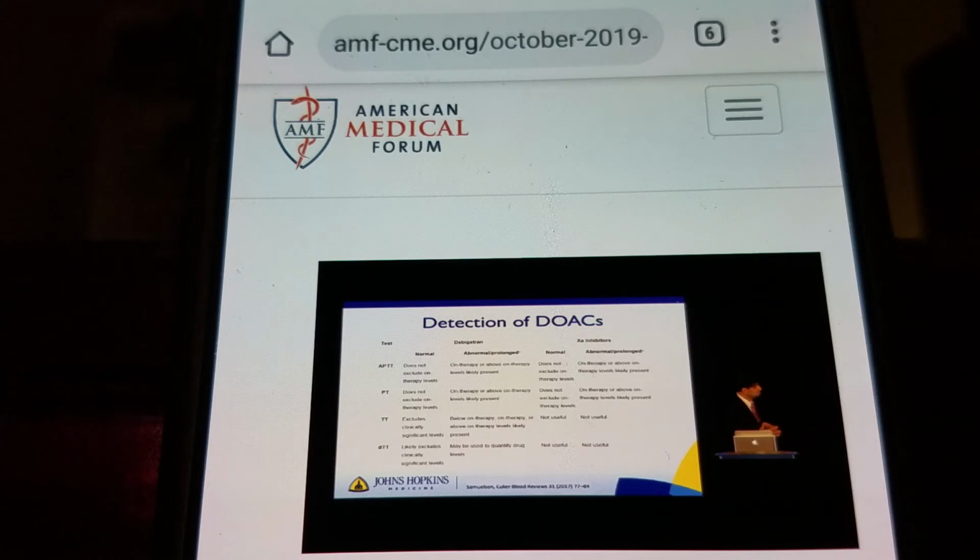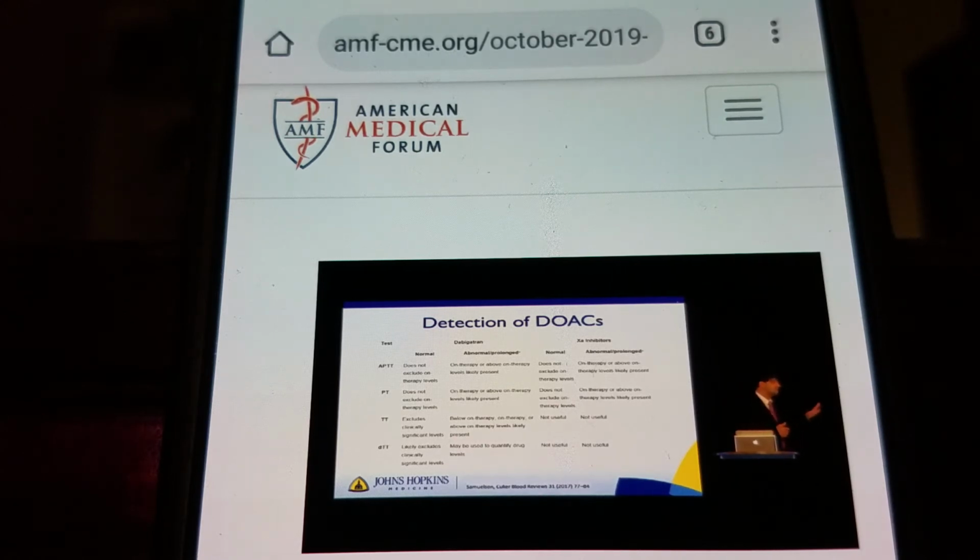So the problem with PT and PTT for factor 10A inhibitors and dabigatran respectively is that if you see a normal PT in a patient on Rivaroxaban, it does not exclude therapeutic levels. It is just not a great test. So if you want a reasonable assessment of efficacy or presence of drug, you really need that 10A level for Rivaroxaban or apixaban, and you really need that thrombin time to assess presence of drug for dabigatran.